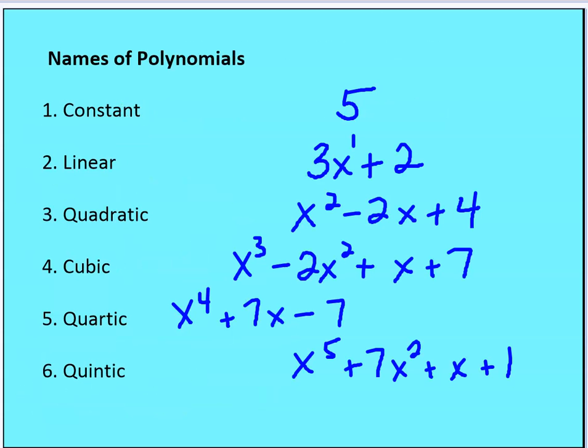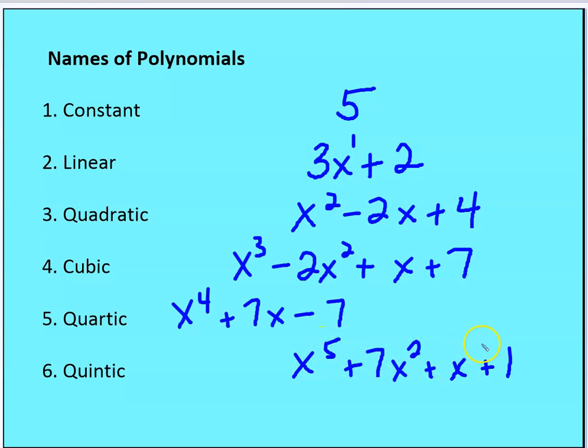All right, so I need to talk to you about names of polynomials. You should know these names. Constant is just some constant value. It doesn't vary. Linear function, I have a power of 1, so 3x plus 2 is an example. Quadratic, highest power is 2. These are all polynomial functions. Cubic, highest power is 3. Quartic, highest power is 4. And quintic, highest power is 5.